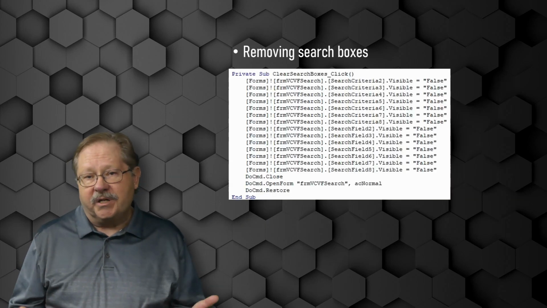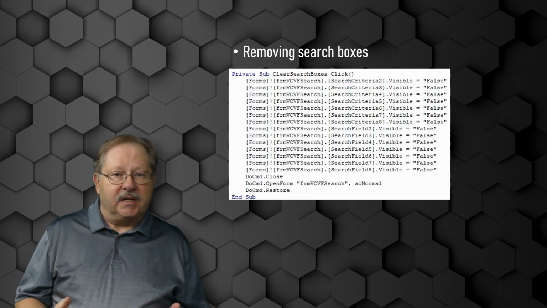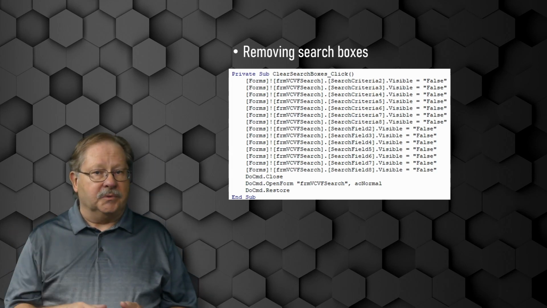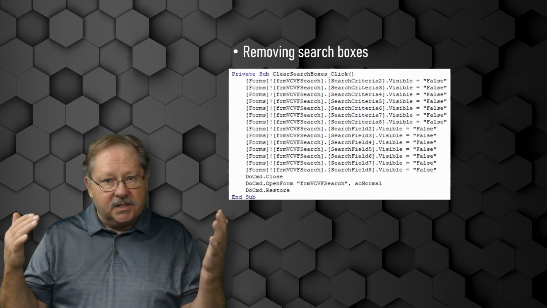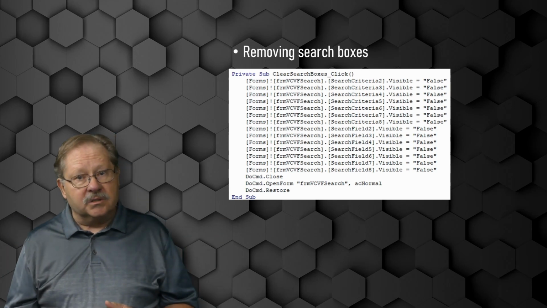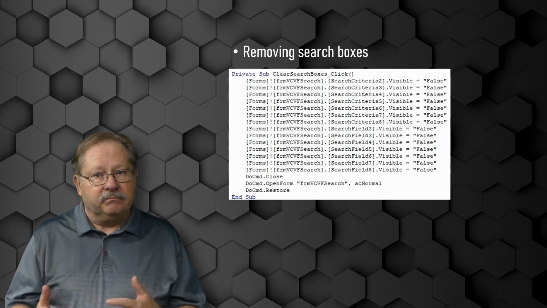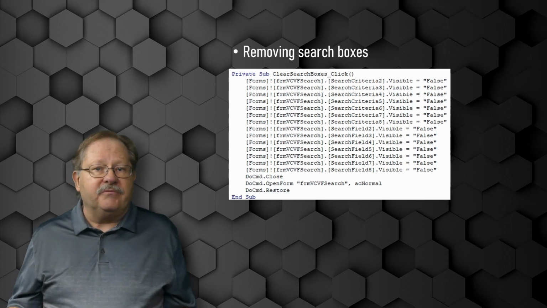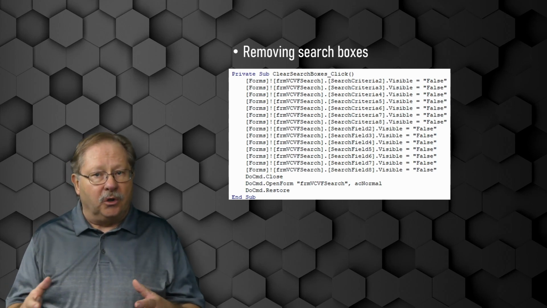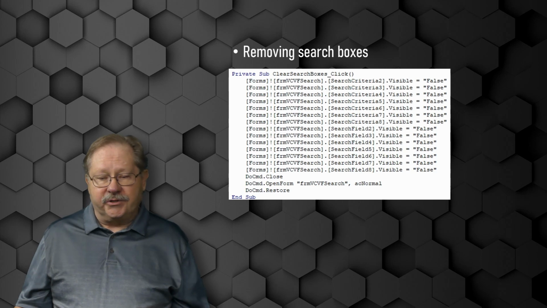The coding for this was actually quite simple. As you can see, I have 1 line for each text box and combo box, and I just set the .visible property to false, and then close the form and reopen it. This process effectively returns the form to its initial opened look and makes it ready for the next search.